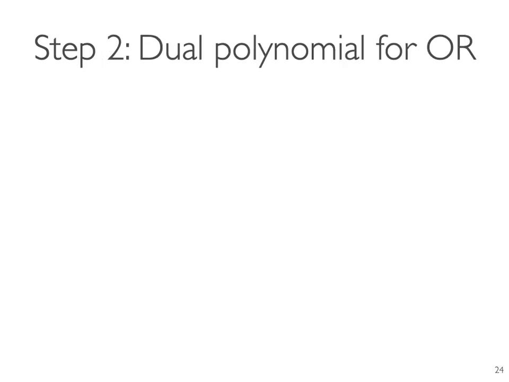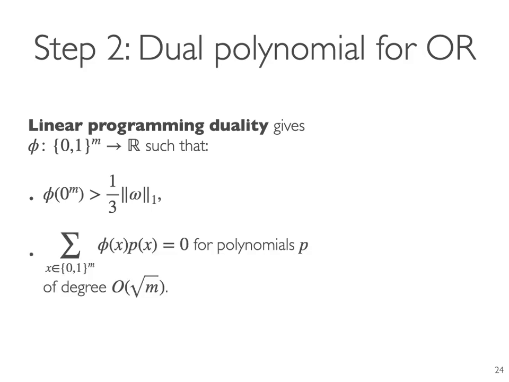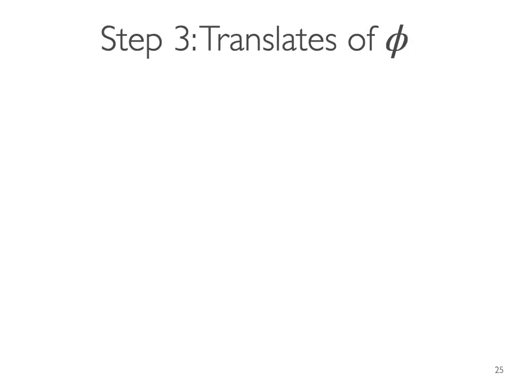As our next step, we recall that the OR function on m bits has approximate degree root m. By linear programming duality, this implies the existence of a certain dual object on the m cube, which is a real function that has a large fraction of its L1 mass on the point 0 and is orthogonal to all polynomials of degree at most root m. If you visualize the m cube in this way, phi corresponds to this shading, where darker shades correspond to areas where the L1 norm of phi is concentrated.